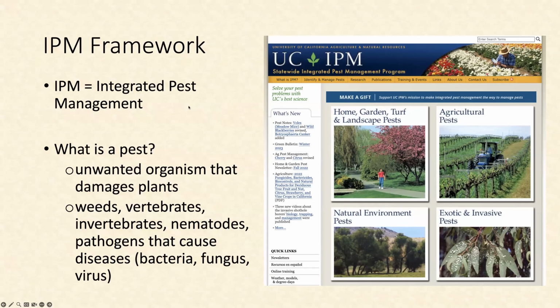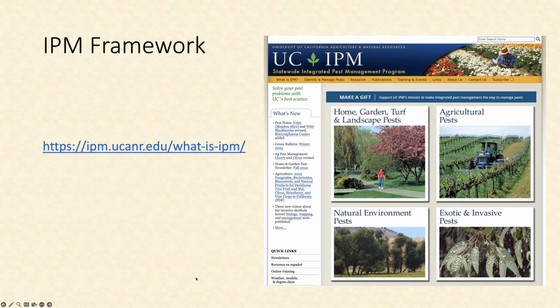And now we're going to get into IPM. That stands for Integrated Pest Management, as I'm sure many of you know. Here's the fantastic UCCE IPM webpage that I mentioned. They have sections for home garden and also agriculture, so that's helpful. So what is a pest? Really broadly, we're going to define a pest as an unwanted organism that damages plants that we care about. This could be weeds, vertebrates, invertebrates, nematodes, and the topic of today is pathogens. That pathogen could be bacteria, fungus, or virus. If you want to learn more about that, definitely check out the website.